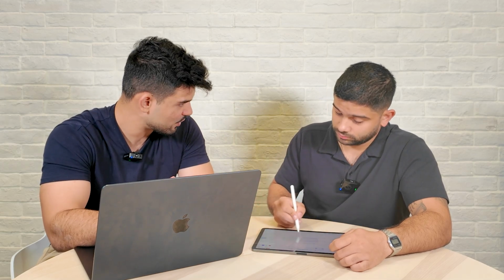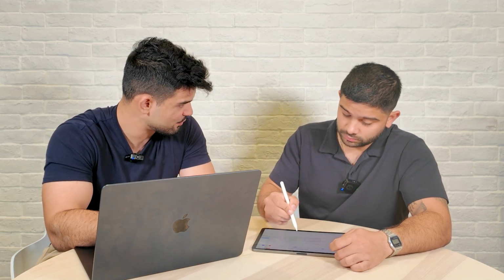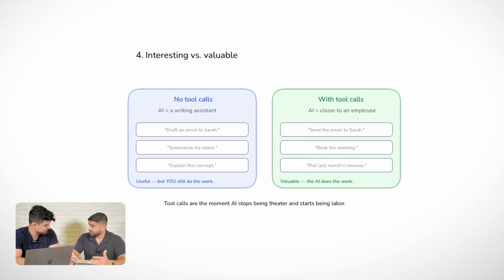Okay. And just to recap, here is a very basic diagram of what an AI without tool calls would look like versus one that actually has access to tool calls. Yeah, and ChatGPT actually uses tool calls inside the actual interface.